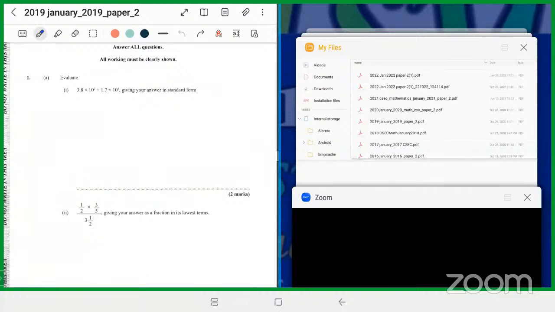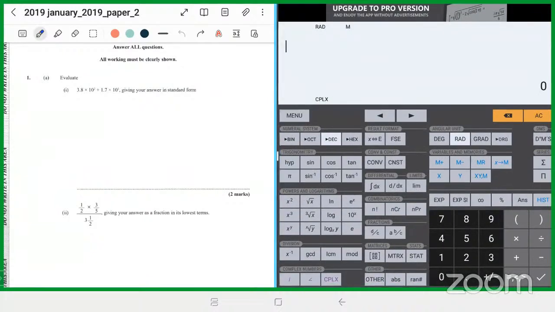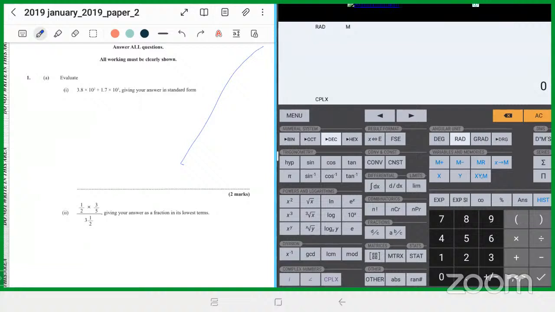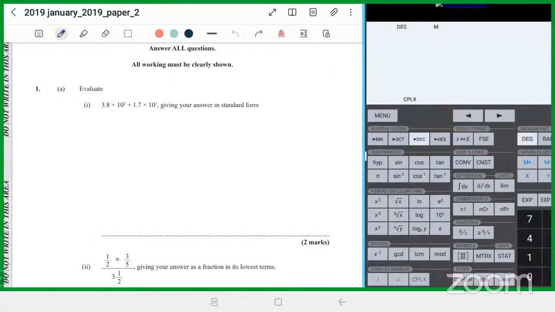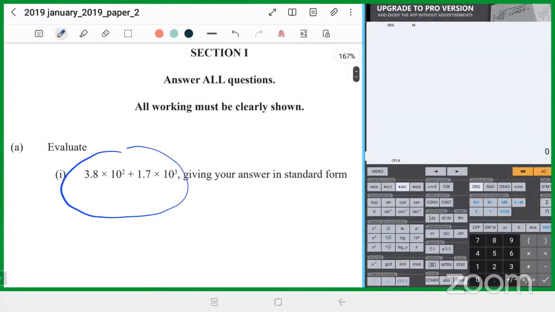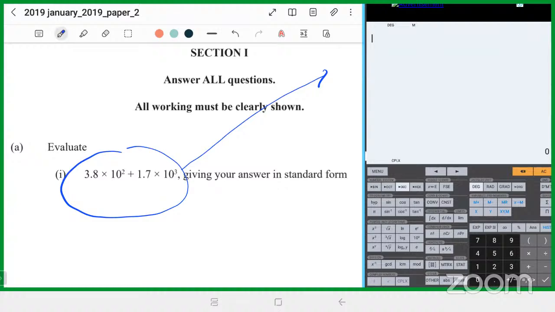Right now, this calculator is in radians, the RAD up there. You always want to check that on the calculator first. I want to change it to degrees, just in case we do trigonometry later. The first thing we want to calculate is this. We type it in the calculator exactly as it appears there, and we have to give the answer in standard form.